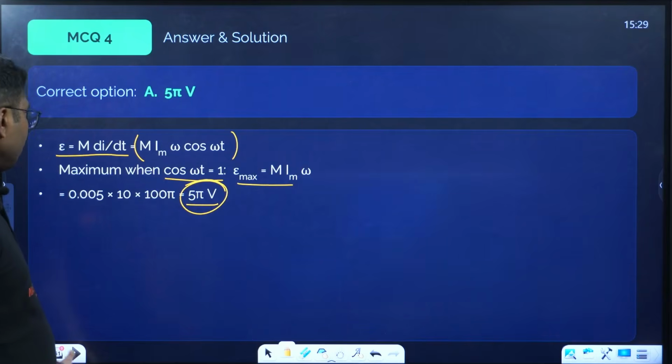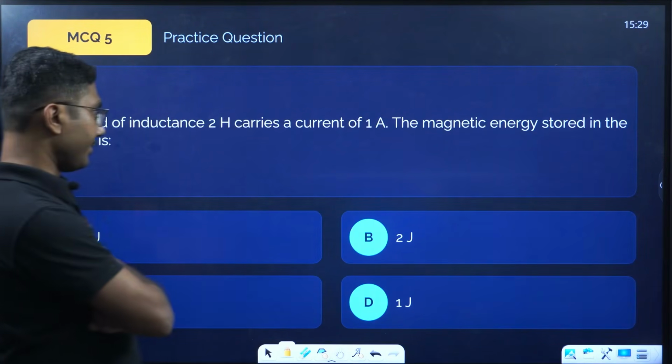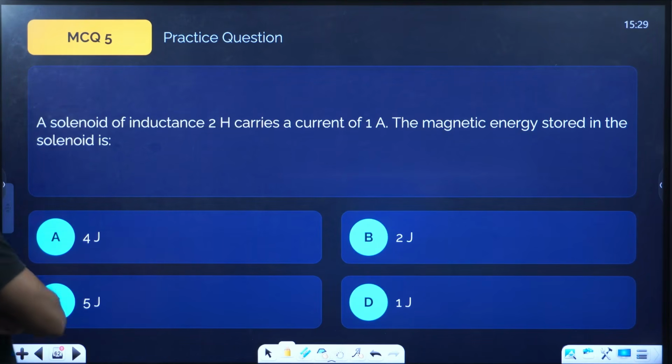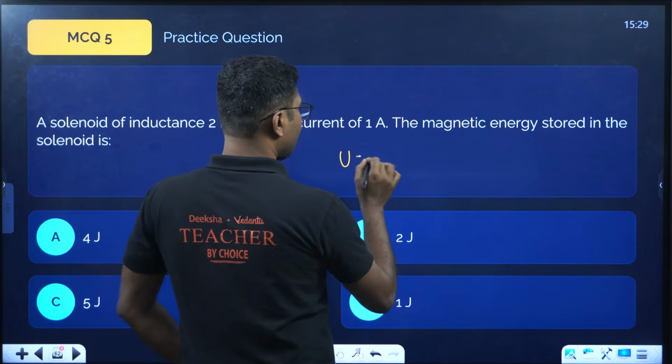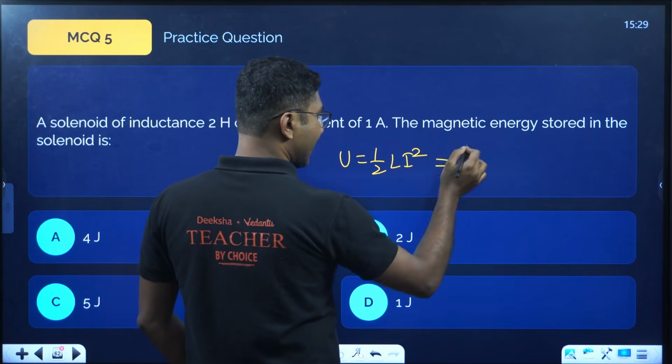Next, a solenoid of inductance 2 Henry carries a current of 1 ampere. The magnetic energy stored in the solenoid is, so what is the magnetic energy stored in the solenoid? It is given by half L i square. This is as simple as that.